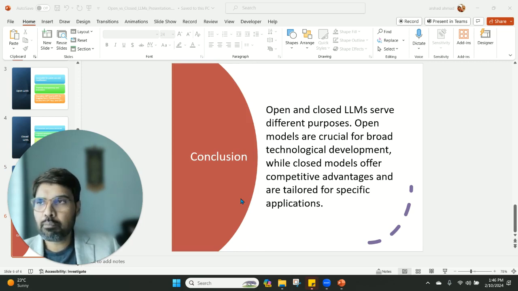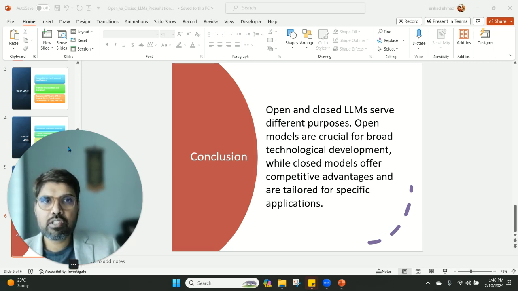So in conclusion, both are used for different purposes. Open models are crucial for broad technology development, like all the Hugging Face transformer models are open source. You can always take them and tweak them. Llama 2 is available, and hundreds of versions of Llama 2 are available. While closed models are well trained, and for specific things they can be used, and it is very easy. You don't need to have hardware, you don't need to have processors to run these models. You just need to do an API call using any notebook that is there.